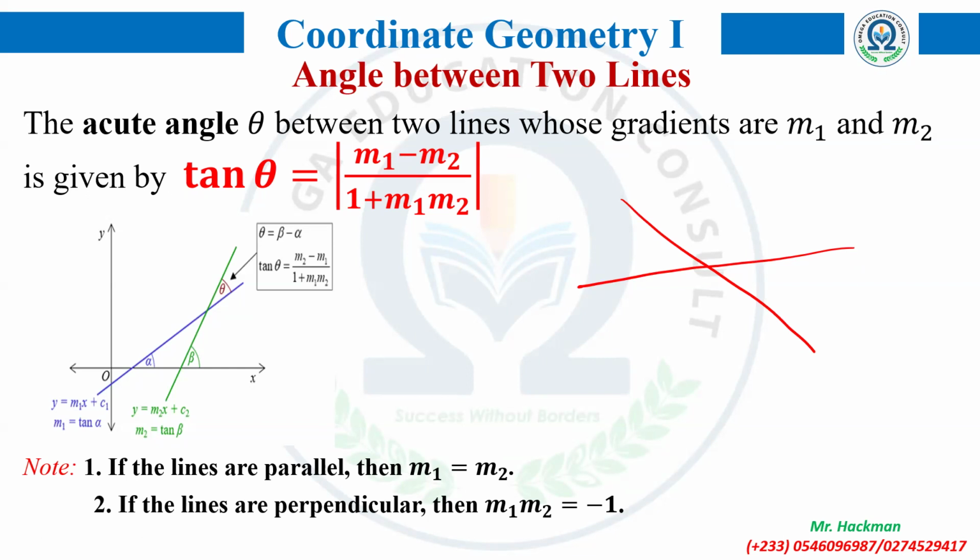But I'm not talking about that situation. That's why I've qualified that: the acute angle theta. However, take note, if this is theta, this is the acute angle. Anytime two lines meet and they are not meeting at an angle of 90, two types of angle will be formed between them. One will be acute and one will be obtuse, true or false?